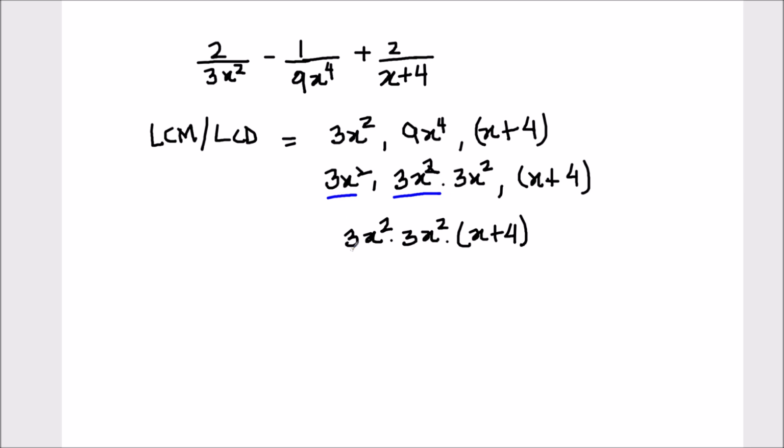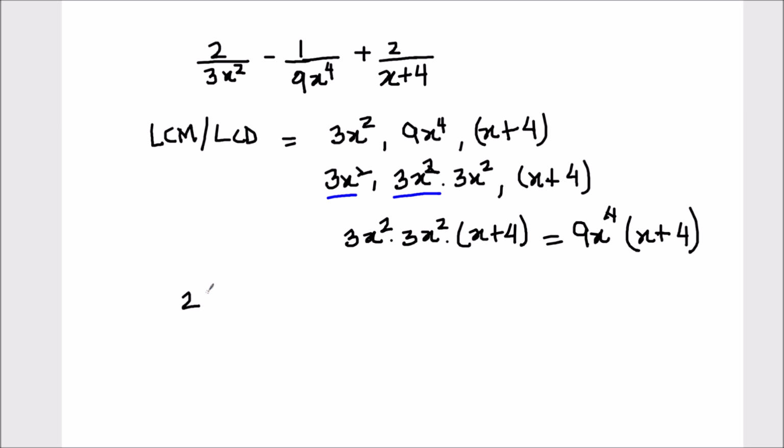So we have 3x square times 3x to the power 4 times x plus 4, which equals 9x to the power 4 times x plus 4. This is our LCM or the least common denominator. Now we'll simplify this. So we'll multiply and divide all the terms by the LCD or the lowest common multiple.